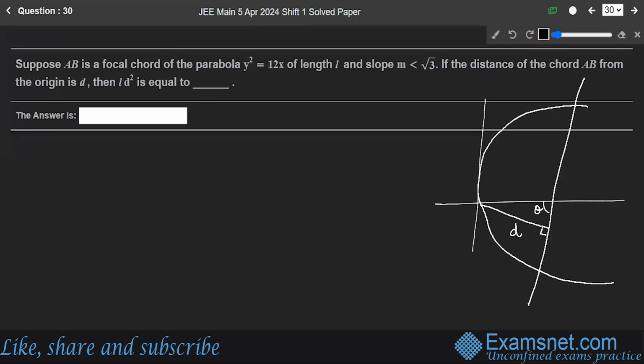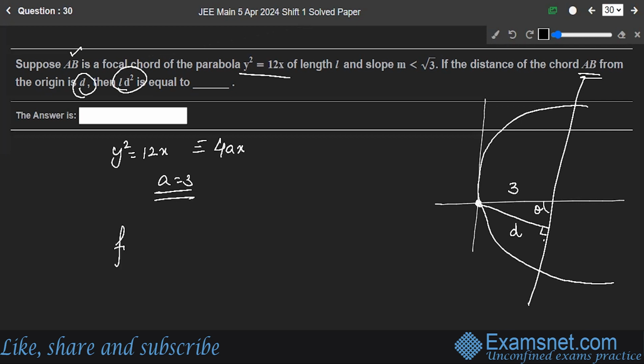Question number 30, suppose AB is the focal chord of the parabola y square is equal to 12x. If I compare it with the general equation 4ax, you will get the a as 3. So that means this is equal to 3. If the distance of the chord AB from the origin is D, see, distance of the chord from the origin is D. This I have drawn already. You have to find out what is LD square. So L is the length of the focal chord.